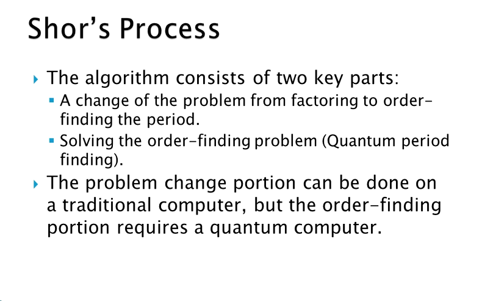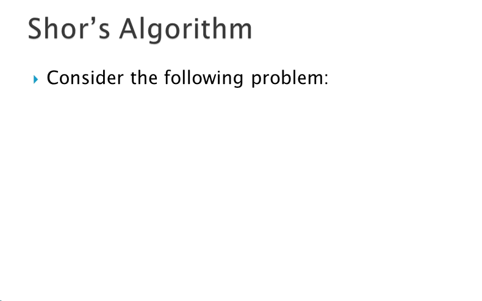So the problem change portion, that is the first one there, can be done on a traditional computer, that is the ordinary classical computers that we have now. But the second part of it, that is the order finding portion, requires what? Quantum computers.